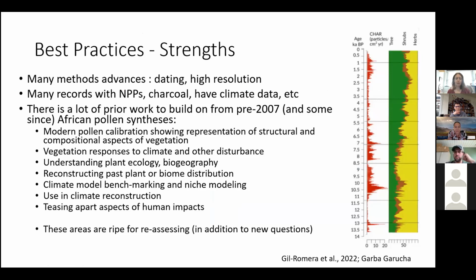There have been a lot of methods advances, like in terms of geochronological dating. There are a lot of new records that have very high precision chronologies, as well as very high sampling resolutions. This is a great example of a record published by Graciela Gil Rivera from Ethiopia.